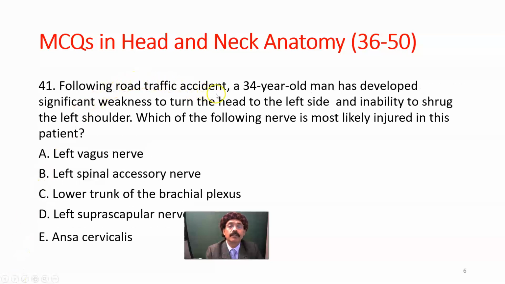Following a road traffic accident, we'll add the word a. Okay, following a road traffic accident, a 34-year-old man has developed significant weakness to turn the head to the left side and inability to shrug his left shoulder. Which of the following nerves is most likely injured in this patient? Answer should be left spinal accessory nerve that supplies both the sternocleidomastoid muscle and the trapezius.